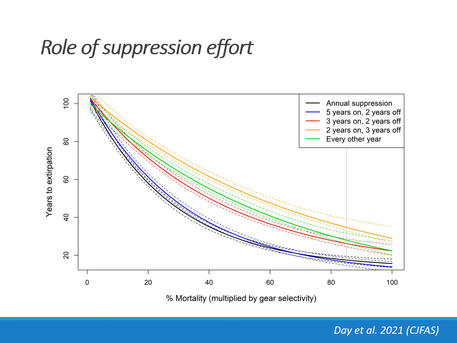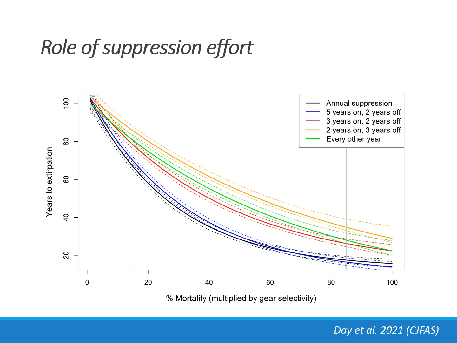We also looked at electrofishing effort and the role of suppression. And so here you have, again, years to extinction on the y-axis, and on the x-axis you have percent mortality as a result of electrofishing. So you could think of that as more passes in a given reach. And so clearly time to extinction decreases as mortality increases.